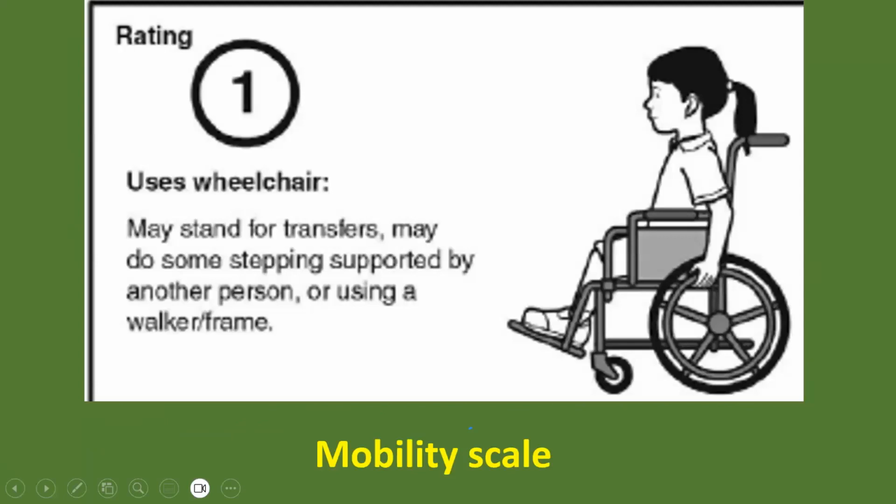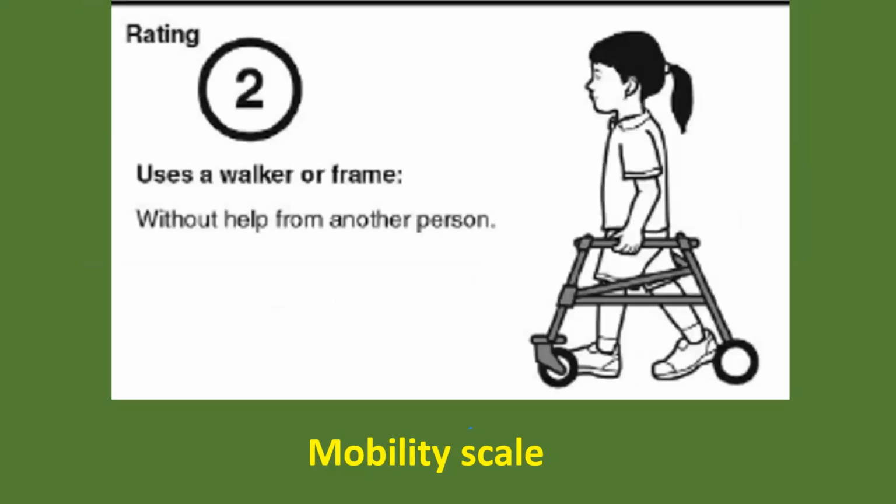Again, the classification is like that of cerebral palsy. In type 1, the child uses a wheelchair and may stand for transfers and may do some stepping supported by another person or using a walker or frame. The second stage of this mobility scale is where the child uses a walker or frame without help from another person.